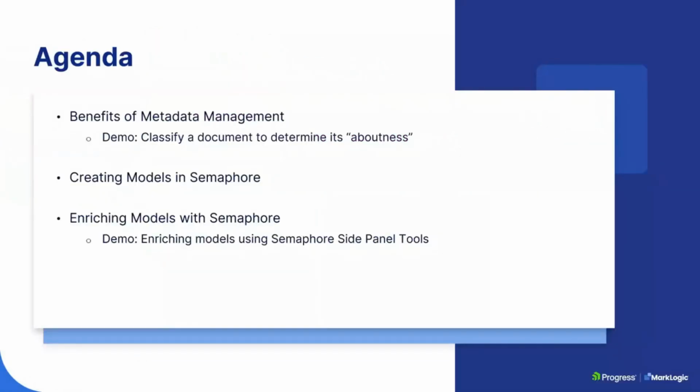Hello, my name is Lance Thiessen, and I am a Semaphore solution architect at Progress Software. Today we're going to talk a little bit about the benefits of metadata management. We're going to do a demo that shows how to classify a document to determine its aboutness. We're going to discuss different sources of data and models that can be used to create models in Semaphore. And then finally, we'll dive into ways to enrich your Semaphore models using our Semaphore side panel tools. And we'll talk about a number of those different tools as well as some custom tools you can create yourself.